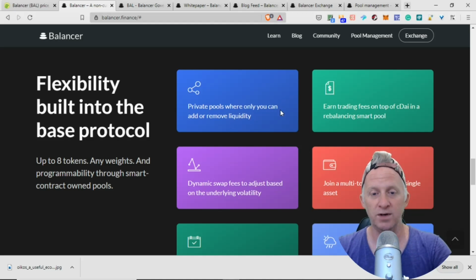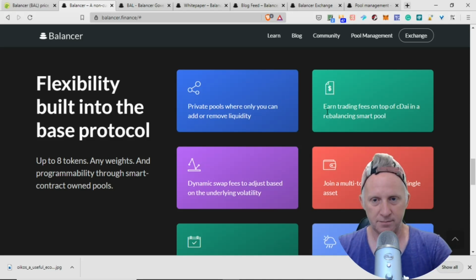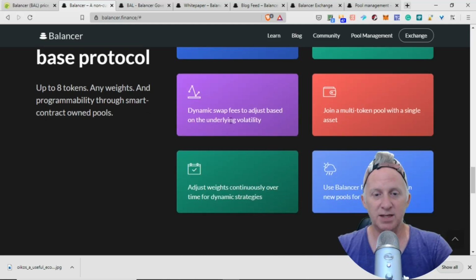Private pools where only you can add or remove liquidity. I checked the private liquidity pools. I'm going to show after that in the interface. They don't have much trading. People trade more on the public pools. Earn trading fees on top of the HODL in a rebalancing smart pool, so you can collect the fee and collect the governance token. Dynamic swap fees adjust based on the underlying volatility.